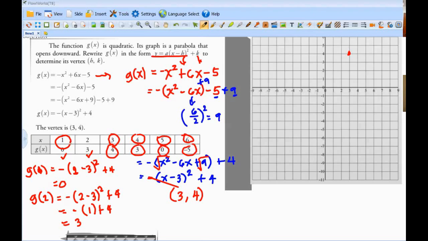So let us graph now. 1, 0 is over here. Next, we have 2, 3. 2, 3 is over here. 3, 4 is there. 4, 3 is over here. 5, 0 is over here. And 6, negative 5 is over there. All right? So let us connect the points by drawing the parabola. So this is our parabola now. And then until there.